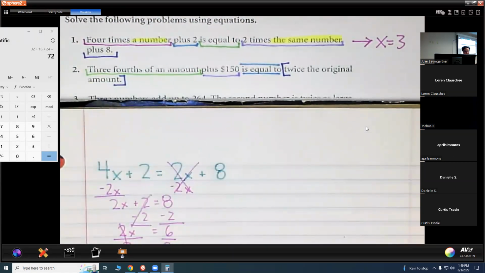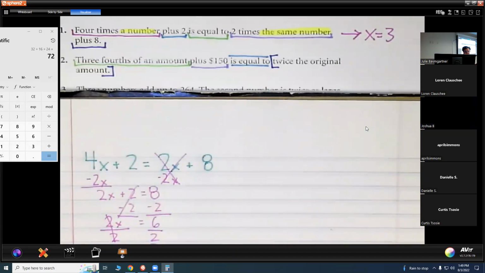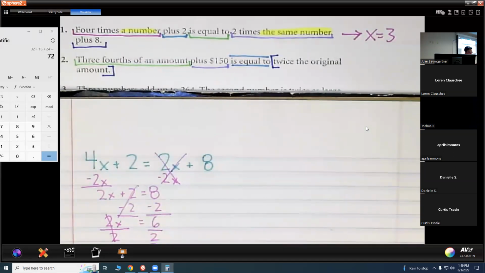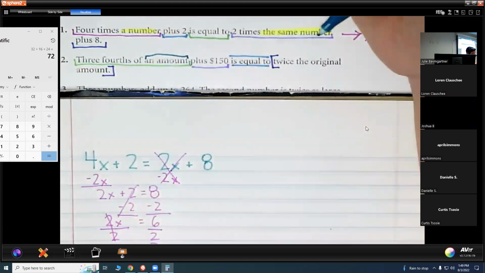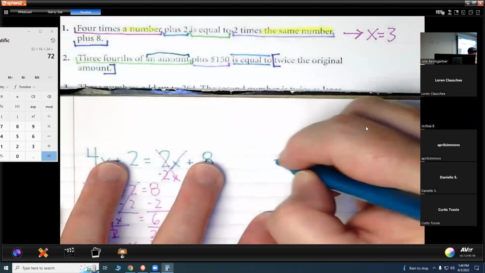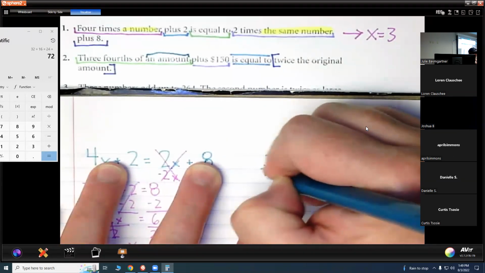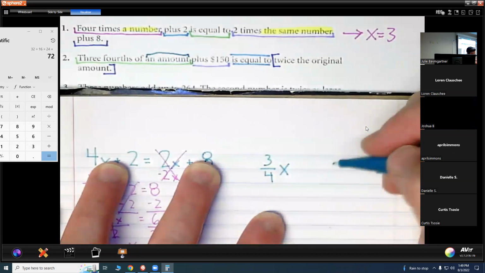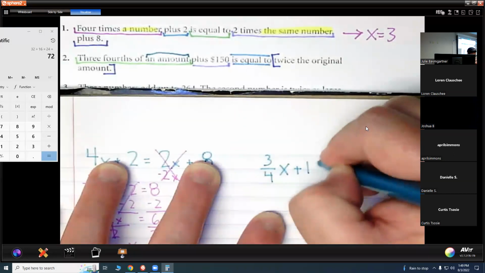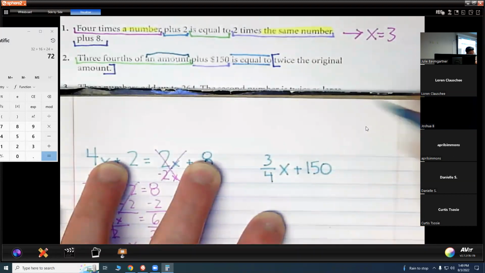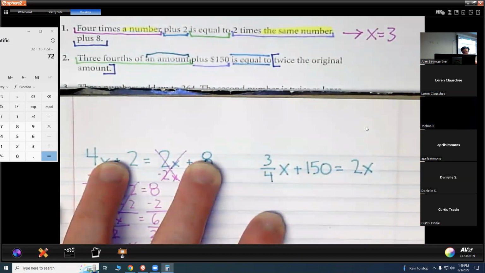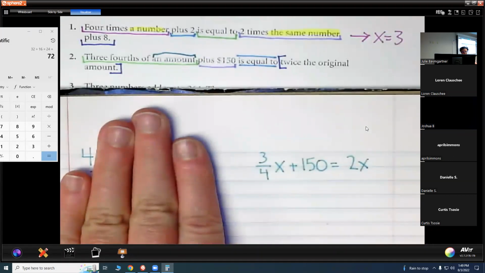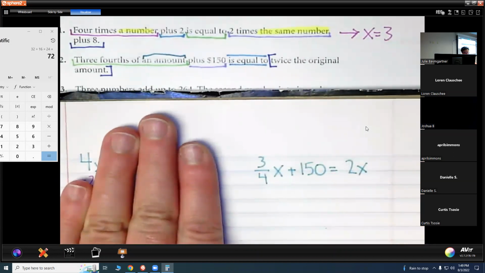All right. Number 2, now number 2, we have a fraction. So 3/4 of an amount. So now instead of a number, it's an amount, but it's still our variable. So 3/4 of an amount, and I'll just call it x again, plus $150 is equal to twice the original amount. Did you guys get that piece? Good, all right.